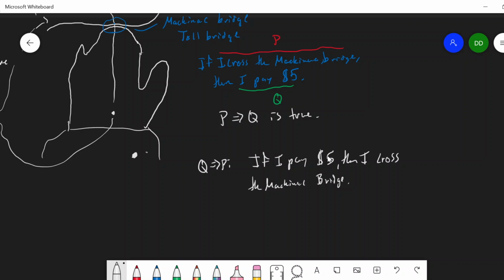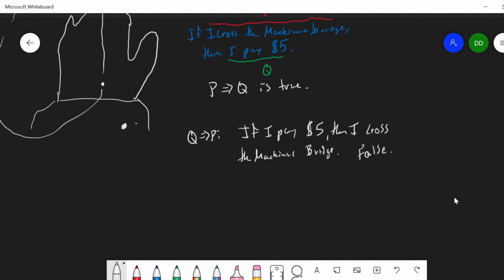Well, no, there's lots of instances where I've given someone $5, say at a store, and yet I don't magically cross the Mackinac Bridge. It doesn't necessarily follow from me paying $5. Another way to say that is paying $5, it's not sufficient to cross the Mackinac Bridge. I also have to be driving over the Mackinac Bridge. Then if I give them $5, I'll cross the Mackinac Bridge. So this is false. There's lots of instances where you pay $5 and you don't cross the Mackinac Bridge, right? That would be a silly cause and effect relationship here.